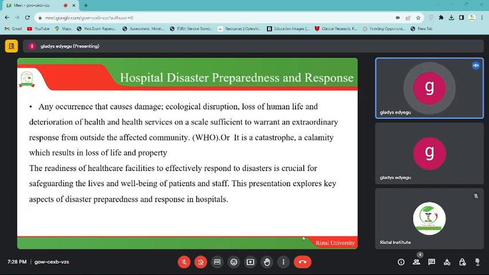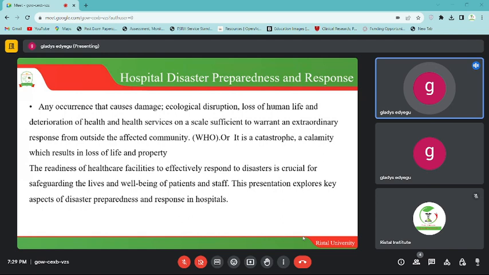So when there is a disaster, we really need to be able to adequately prepare and respond to it. The readiness of healthcare facilities to effectively respond to disasters is crucial for safeguarding the lives and well-being of patients and the staff in that hospital. This presentation is going to explore some key aspects of disaster preparedness and response in hospitals.